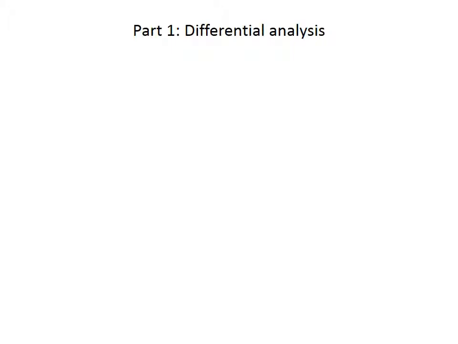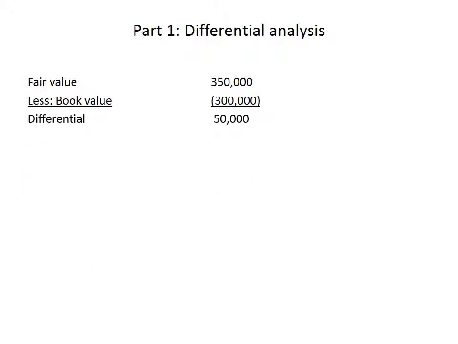Suppose we assume that on January 1st, 2001, Big purchased 100% of Little for $350,000, and they had a bunch of misvalued assets and liabilities. And the first requirement was to perform the differential analysis, again comparing the fair value of the investment versus its book value, and then figuring out why we paid either more or less than book value. So in this example, the fair value of the investment was $350,000. The book value of Little was $300,000, so there's a differential of $50,000.